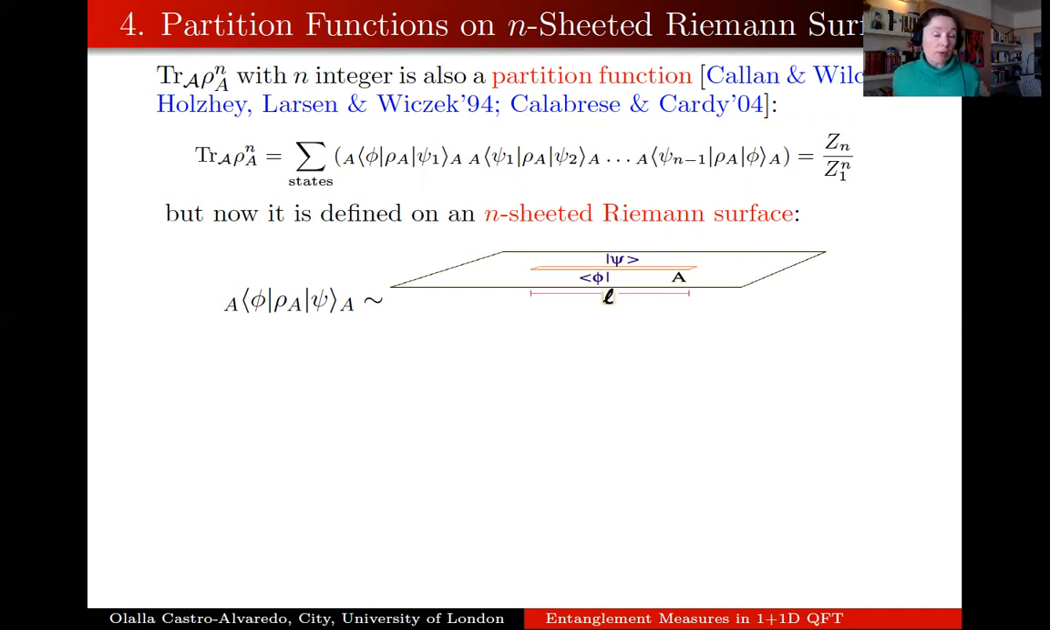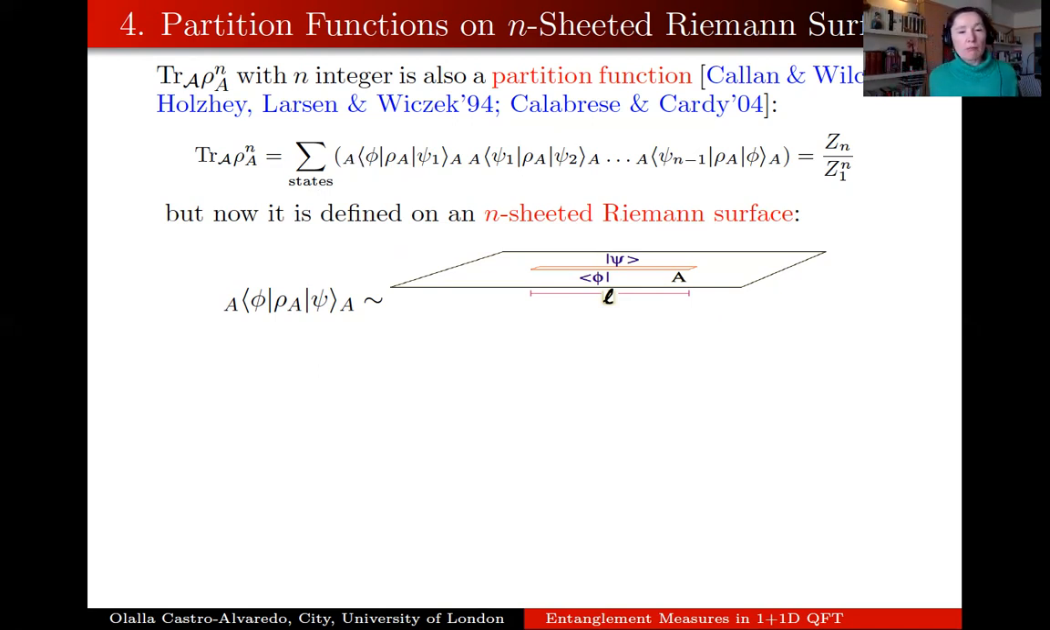Now, rho_A takes values, or rather its matrix elements take values, in space-time, so in the complex plane, which we can visualize as a sheet like the one in the picture. So we have this sheet, we have this region, which is region A in space, and on either side of this region, if you wish, you can imagine having these two states, phi and psi. Now, when we take the trace of rho to the n, we are multiplying many of these matrix elements together, and they are connected. They are connected because it's a product, and they're also connected at the beginning and at the end because there is a trace. So the final state and the initial state are the same.